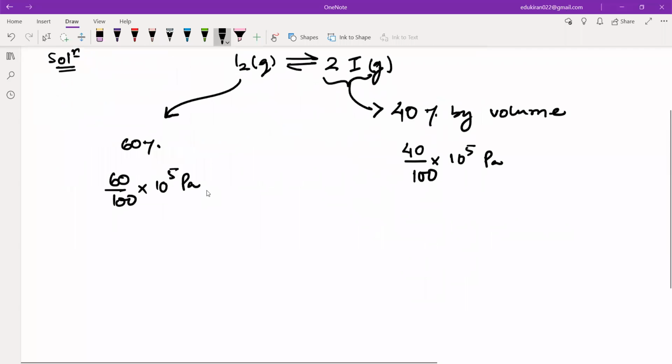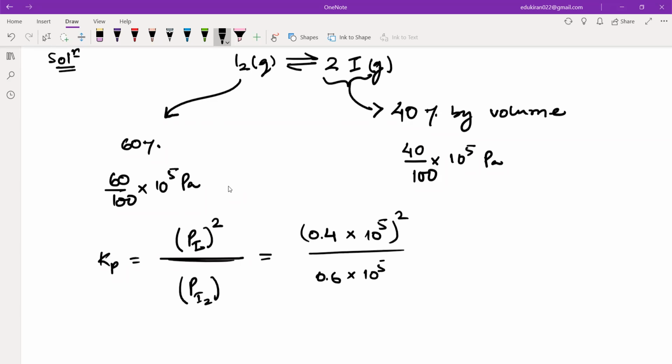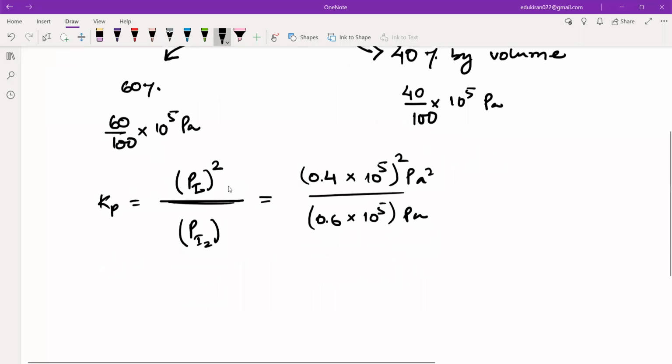No problem, right? Now they are asking what is the Kp. So Kp is equal to the pressure of iodine whole square, because this is 2 here, and the pressure of I2 molecule raised to the power 1. So the pressure of iodine is how much? 0.4 into 10 to the power 5 whole square divided by 0.6 into 10 to the power 5. Here, this will be Pascal square, because here we have square, and there will be Pascal here. So you will get the Kp in terms of Pascal.